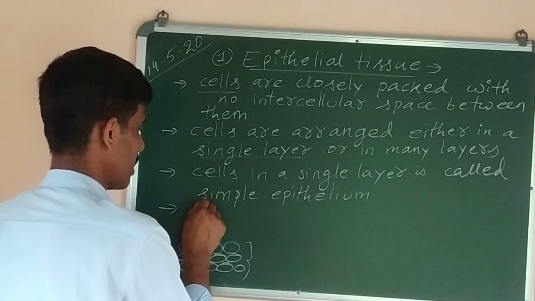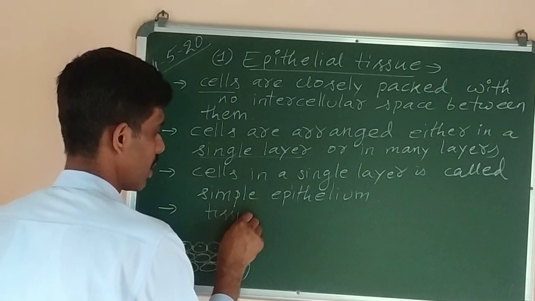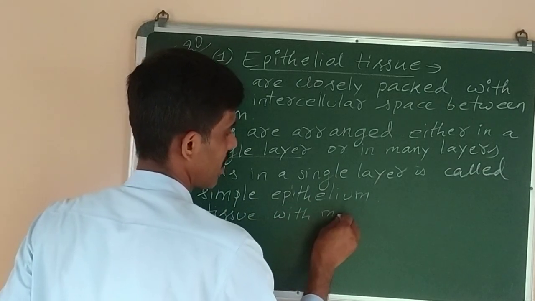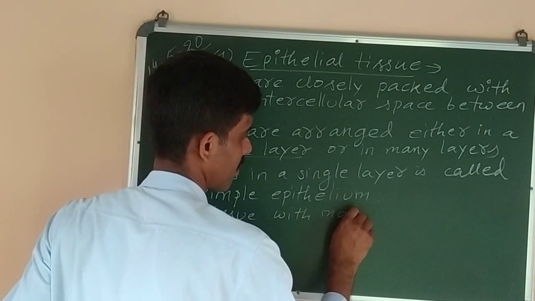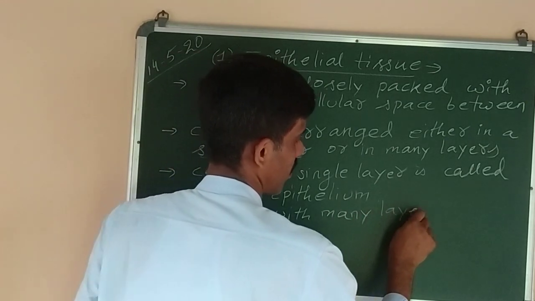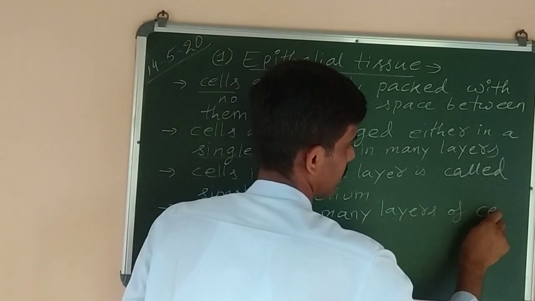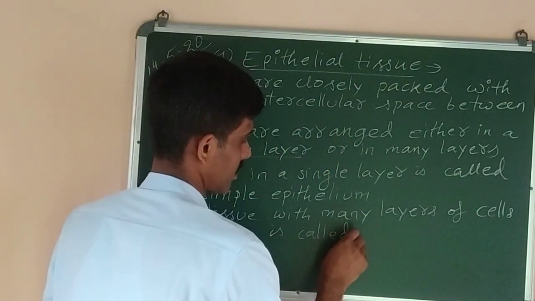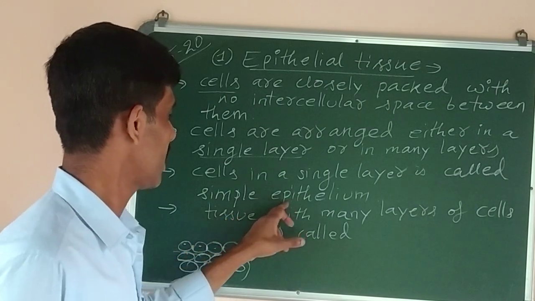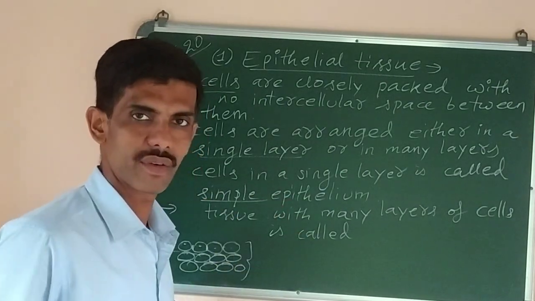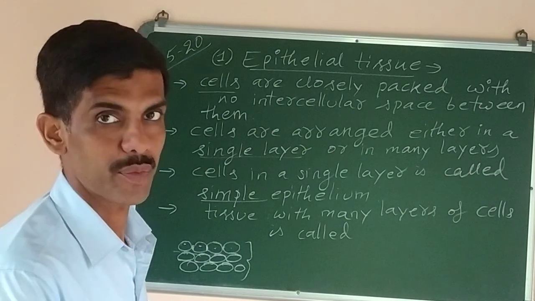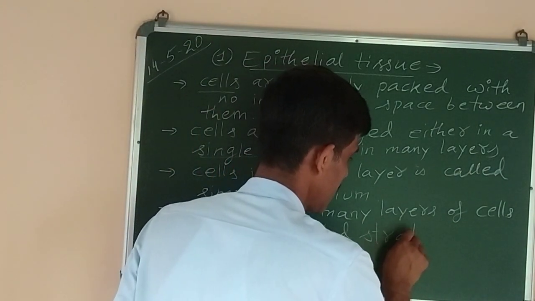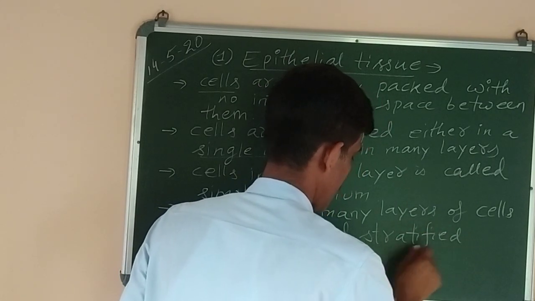And the tissue with many layers or multi-layer, with many layers of cells, is called, okay, this one is called simple, then the other one is called stratified epithelial tissue. Strata means layer. It is called stratified epithelium.